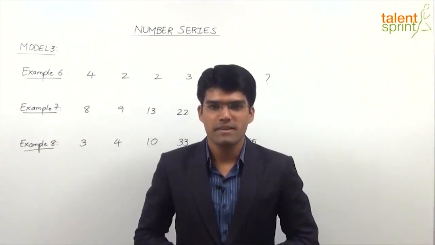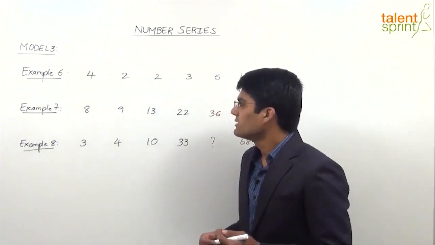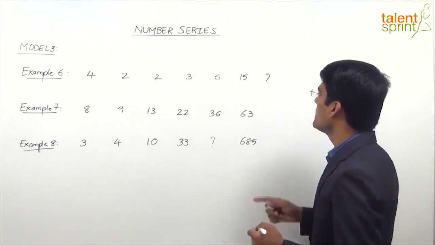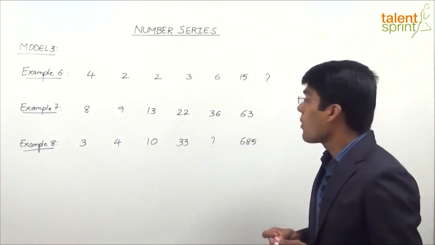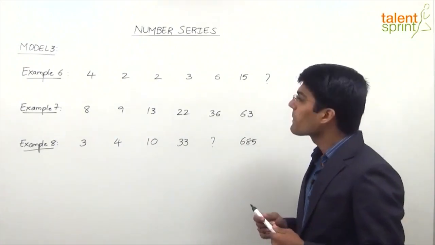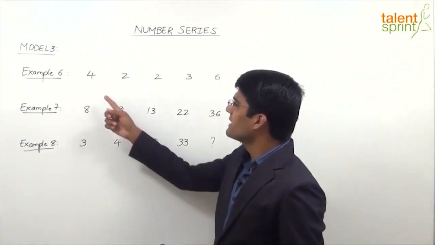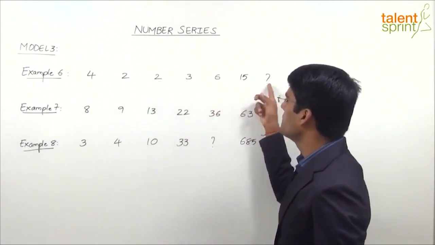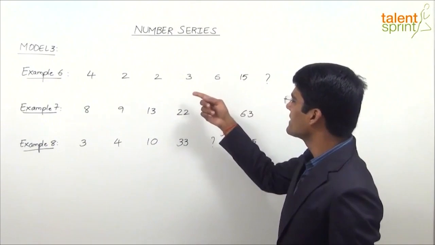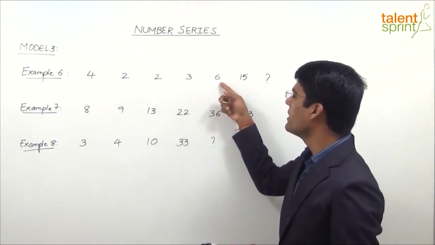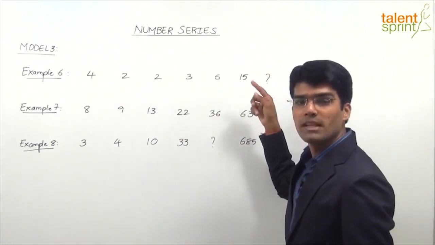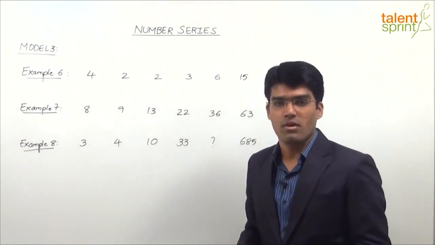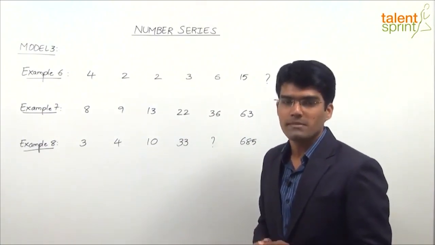Let us now take the next set of examples from model 3. Now the example 6 here is 4, 2, 2, 3, 6, 15, question mark. That means we are supposed to find out what comes in place of question mark. If you try to observe the series here, it decreases, it is then constant and then keeps increasing. And you find that the increase is not a gradual increase. It jumps from 2 to 3, then suddenly gets doubled, then more than double and so on. That means here, instead of addition, the logic may be in terms of multiplication.